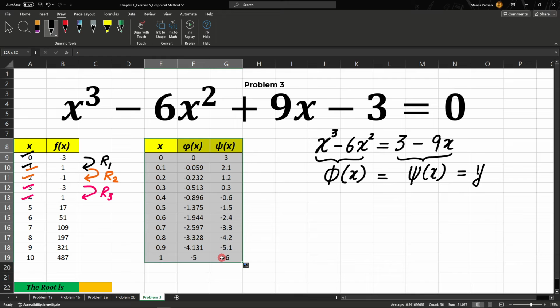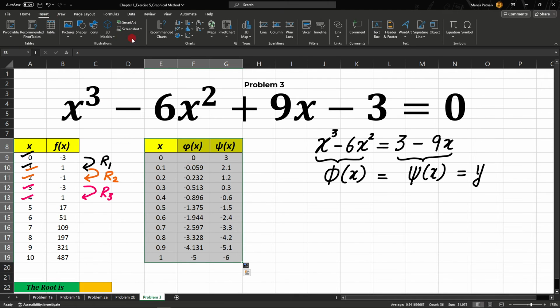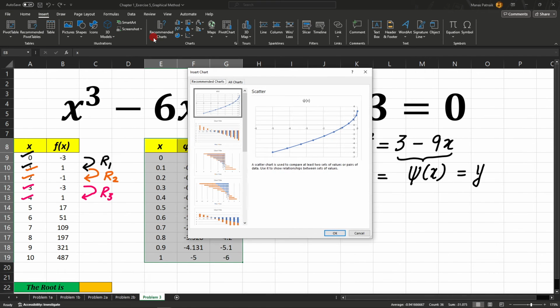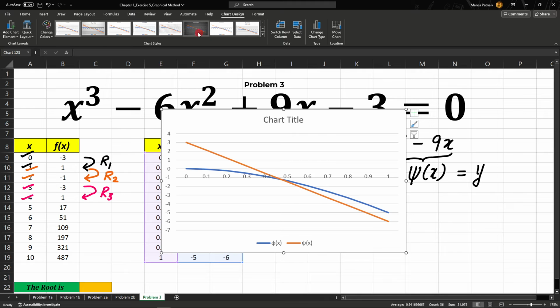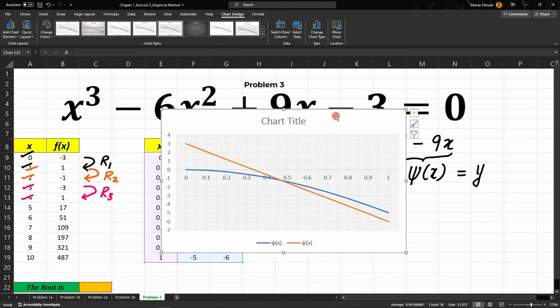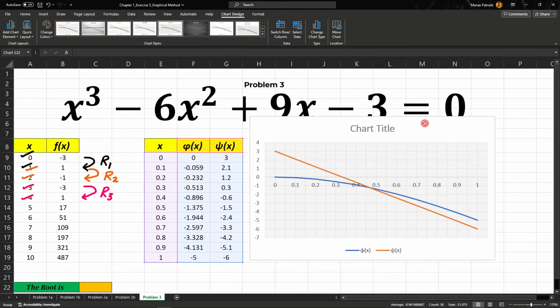Okay, now you need to make a plot. Select all of them, right? Go to insert, recommended chart. We want the intersection of these two functions. Here it is. Select. This looks more graphical. Take a look now. Where do they intersect exactly? And by the way, this is the x-axis.